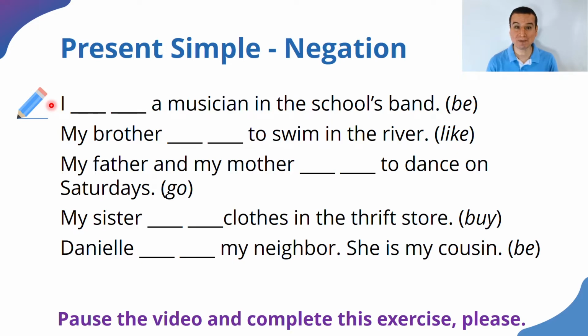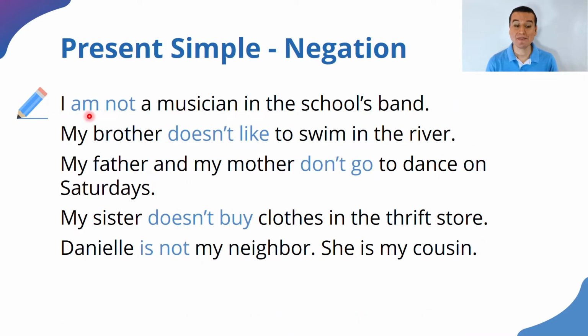Right, I hope that you did pause my video and that you're ready to compare your answers with mine. The first one, I am not a musician in the school's band. All right, the auxiliary is am and we negate it with not. My brother doesn't like to swim in the river. Doesn't like, because we have does in that case. We added the S to the auxiliary. We don't need to add it to like.